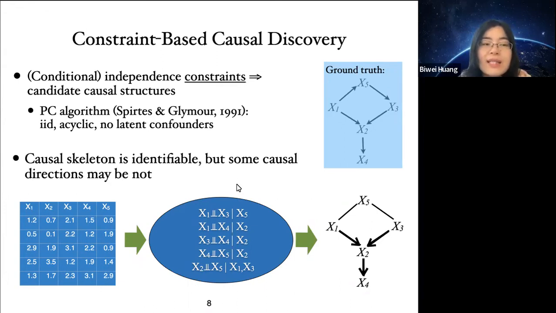But notice that with this type of method, the causal skeleton is usually identifiable, but some directions may not be, such as the causal direction between X1 and X5 and that between X3 and X5. So we must extract some kind of asymmetry in order to identify the causal direction between every pair of variables.